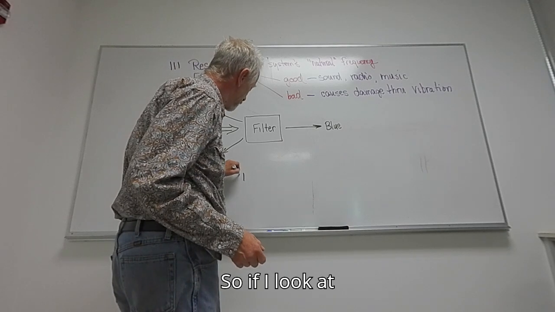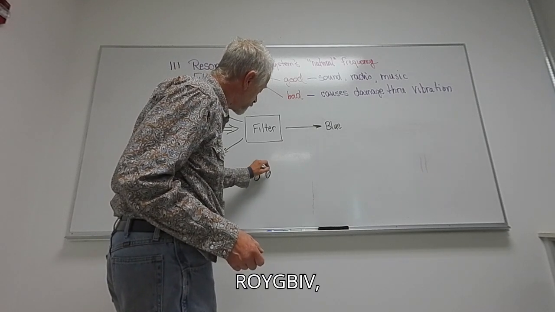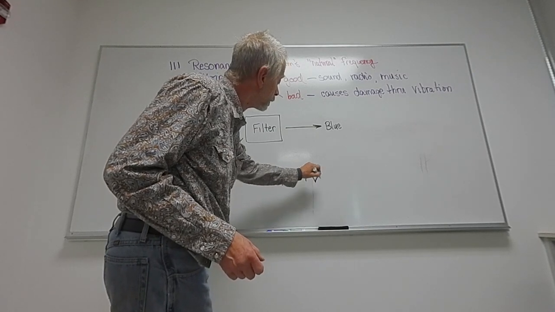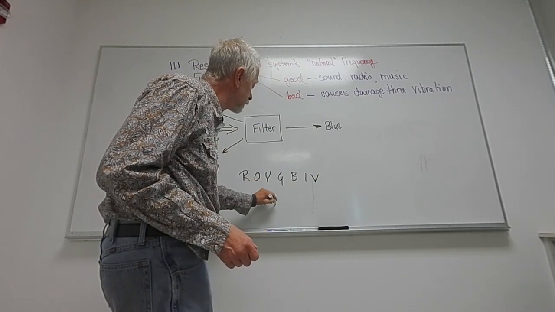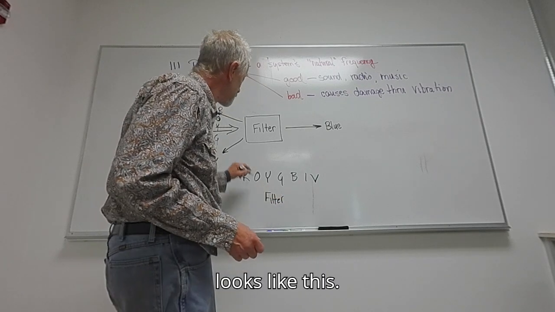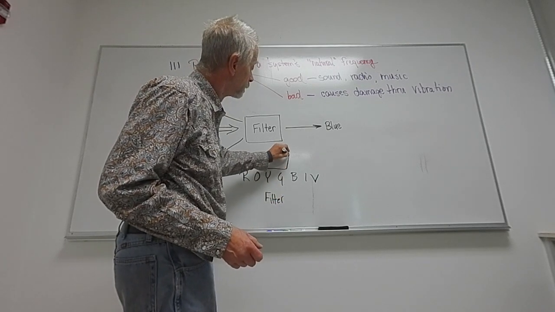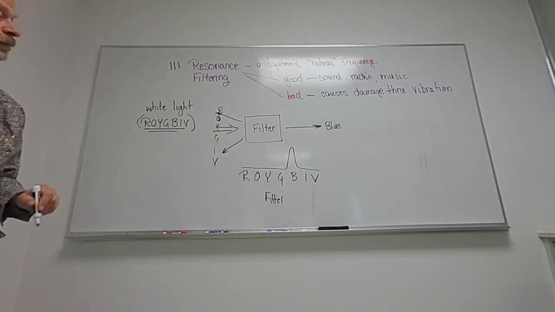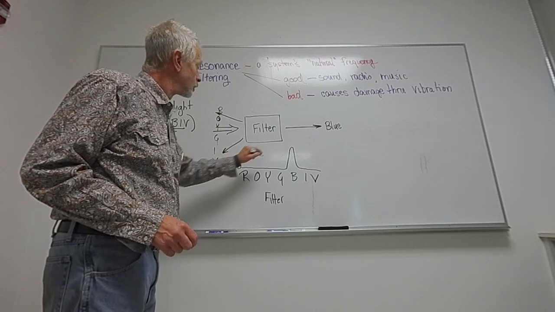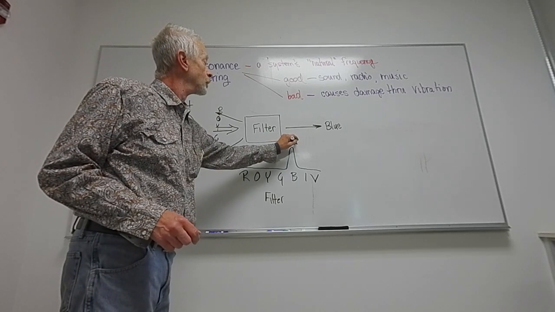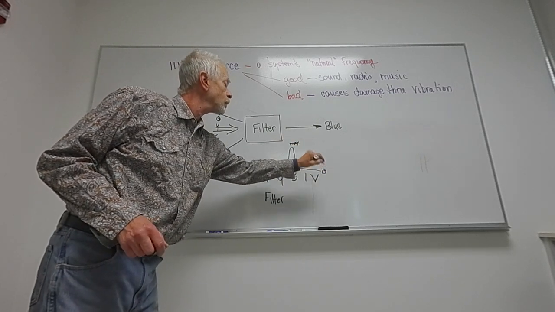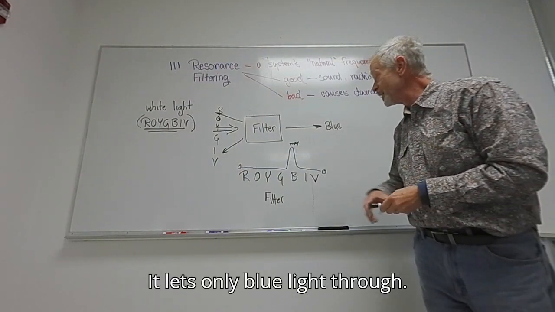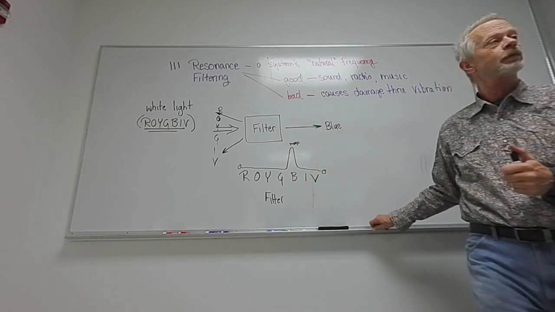So if I look at Roy G. Biv, our filter looks like this. It lets only blue light through.